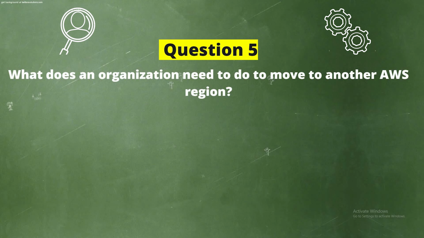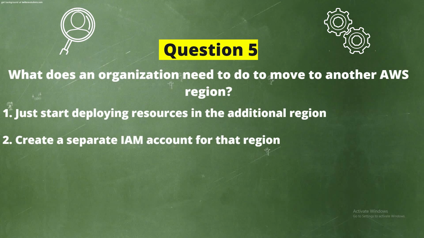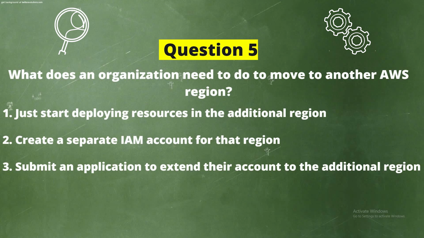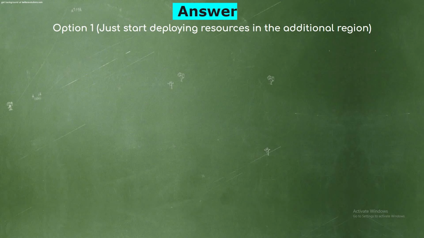Question 5. What does an organization need to do to move to another AWS region? Now, the options are: Option 1. Just start deploying resources in the additional region. Option 2. Create a separate IAM account for that region. Option 3. Submit an application to extend your account to the additional region. Option 4. Apply for another AWS account in that region. And the correct answer is option 1. Just start deploying resources in the additional region.